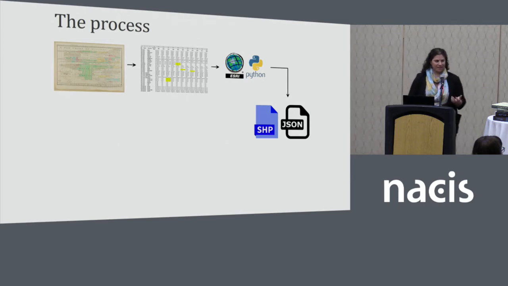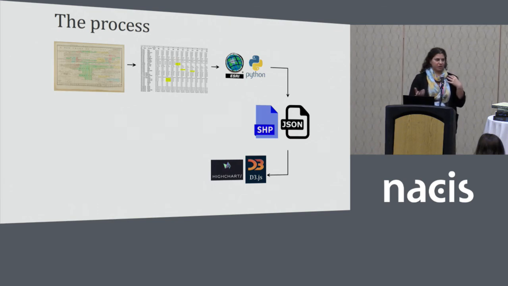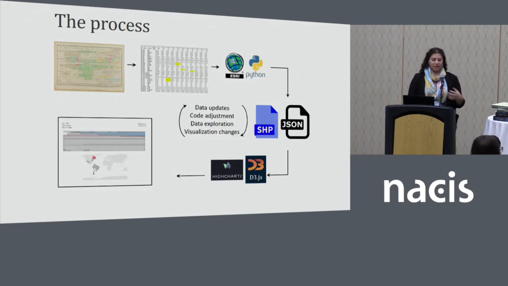So we then converted that chart into shapefiles and exported it out to JSON files to display it using the D3 JavaScript library and Highcharts to produce some kind of paired charts that go with it. And the development of it was a really iterative process that involved updates as Hannah coded more and more lines, and exploring how we could reverse engineer the processes that Priestley did.